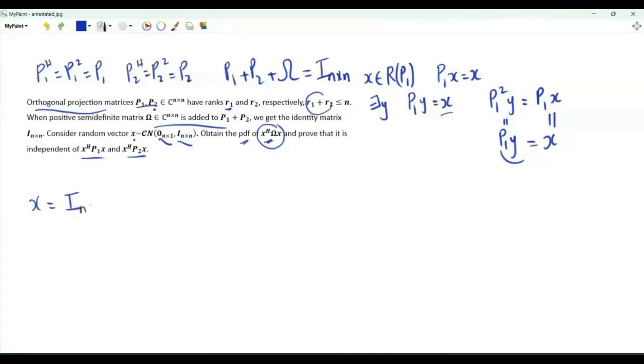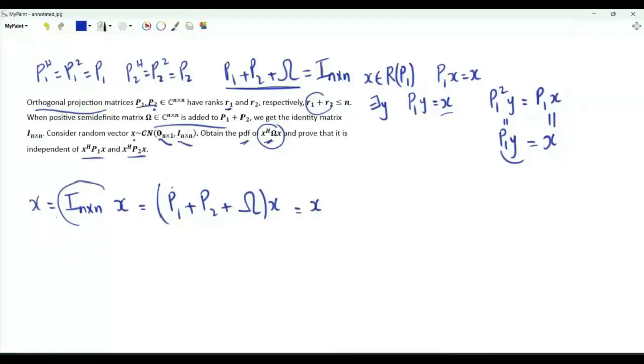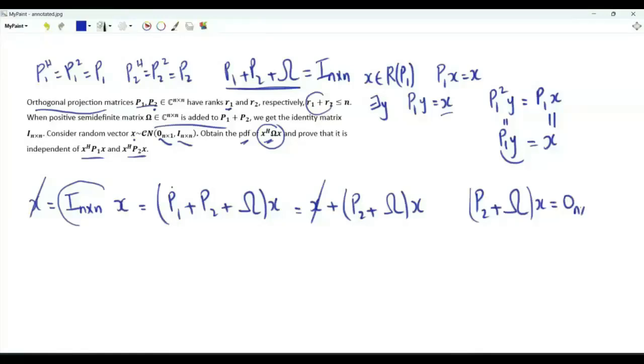Vector x is equal to identity times itself. Write down identity in terms of the three matrices in our problem. So x is equal to P1 plus P2 plus omega times x. P1 times x, that's x, because x is in the range of P1. We also have P2 plus omega times x. We have P2 plus omega times x equal to the zero vector.